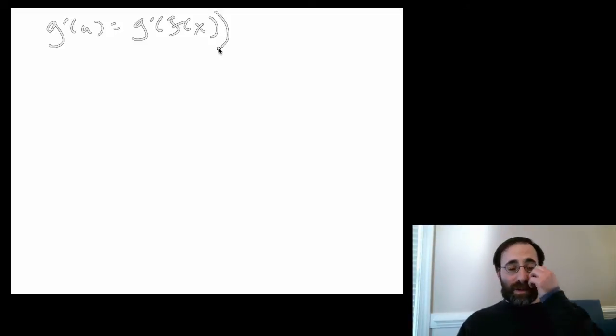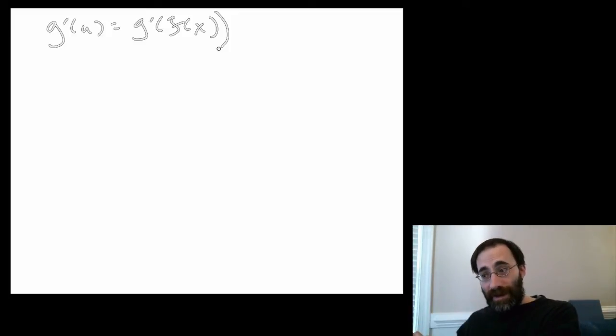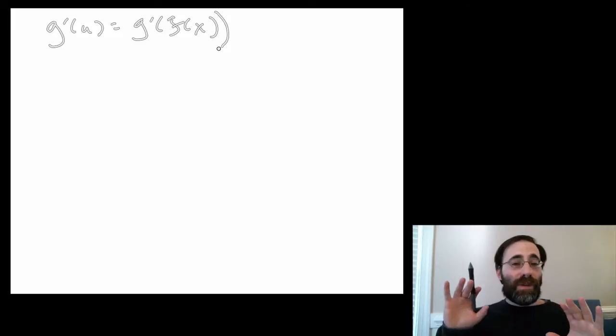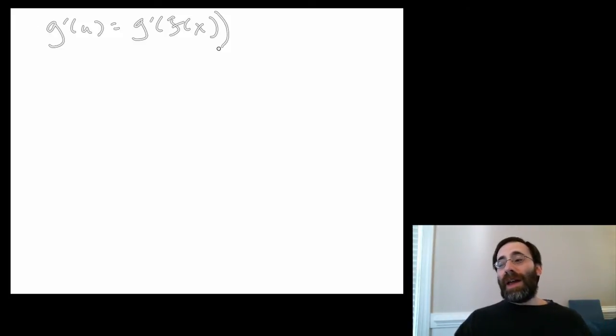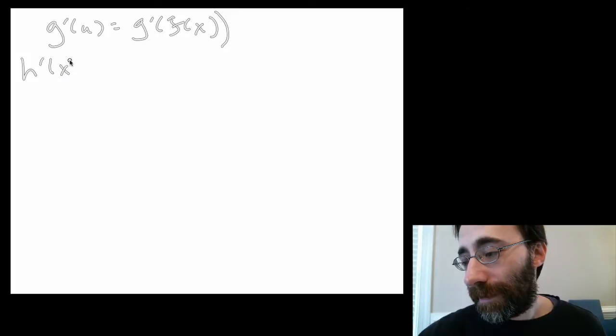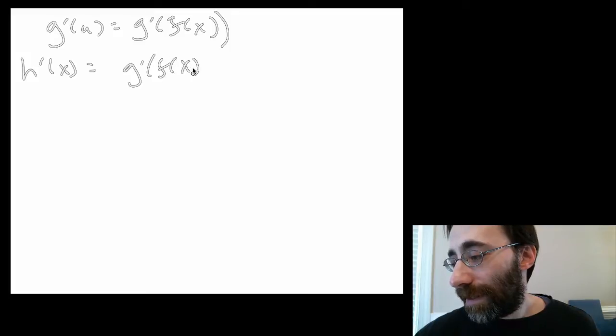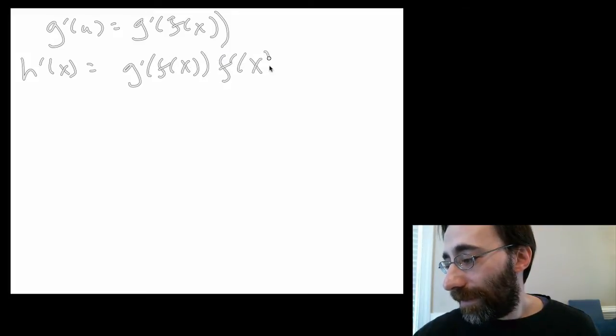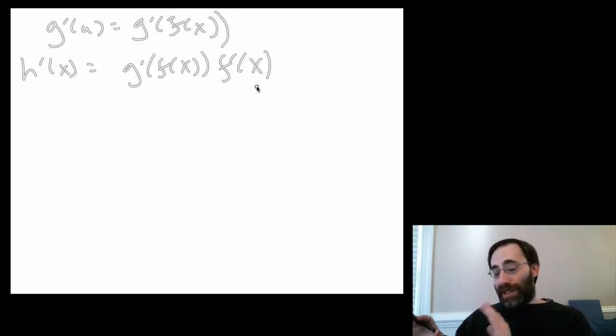What that means is we treat g as a function of u, this thing u, right? We differentiate it, as we would any other function. Doesn't matter if it's u or x or anything, it's just a variable. Once we're done with that, we plug in f of x into where u is in that derivative, and that is what gets multiplied by f prime of x. Together, that gives the chain rule: h prime of x is equal to g prime of f of x times f prime of x. This is the chain rule.